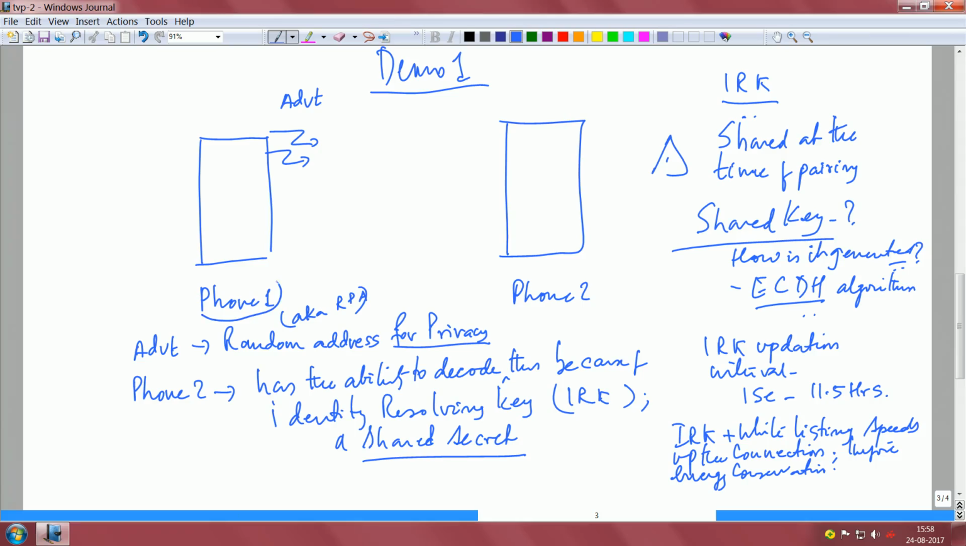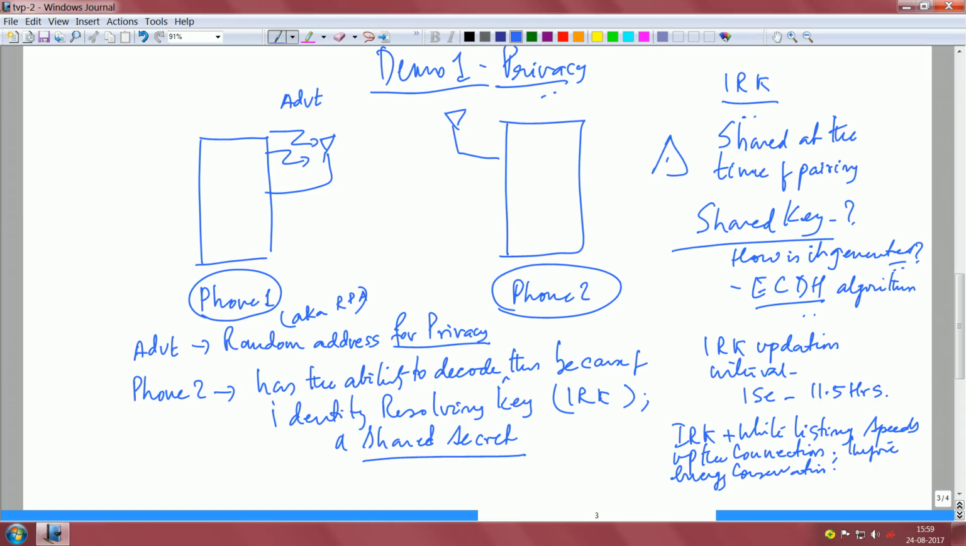Madhuri and Anuja are here, and the idea is there is a phone 1 here and then there is phone 2. Phone 1 is advertising, and I have to show an antenna, so that is the BLE antenna, and then there is a receiver antenna. Just for completeness let us put the two antennas. These are two phones, they can be Android, they can be anything. The idea of this demo 1 is all about privacy, the privacy of this phone 1.